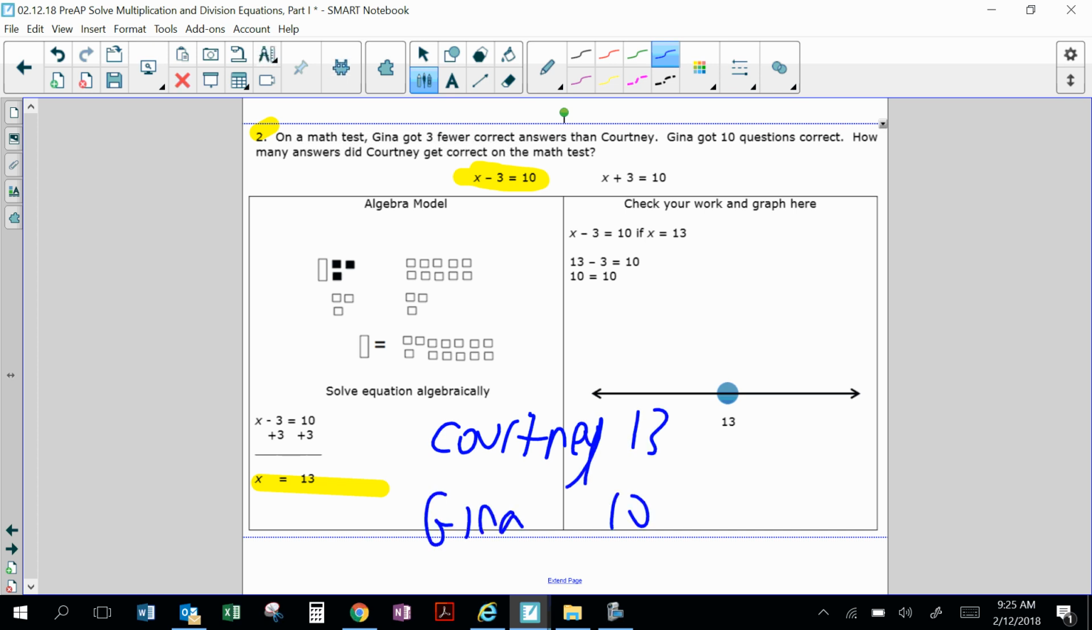Let's look at this equation. Gina got 3 less than Courtney. Less, fewer, means subtract. That's why we're using this equation instead of the other.